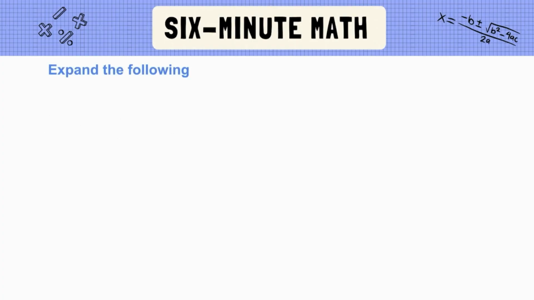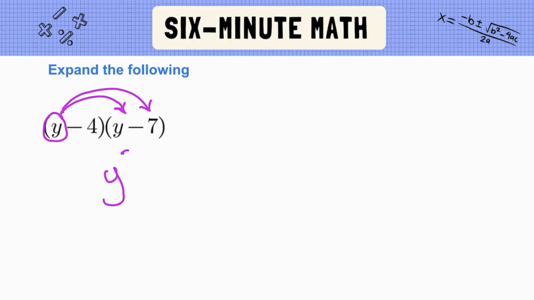Let's check out another example. We have y minus 4 times y minus 7. I'm going to take that first term and I will actually do the multiplication in pink here. So y times y is y squared. And then y times negative 7 is negative 7y.